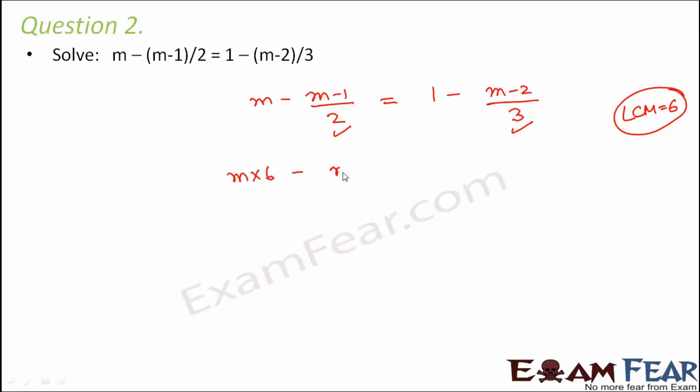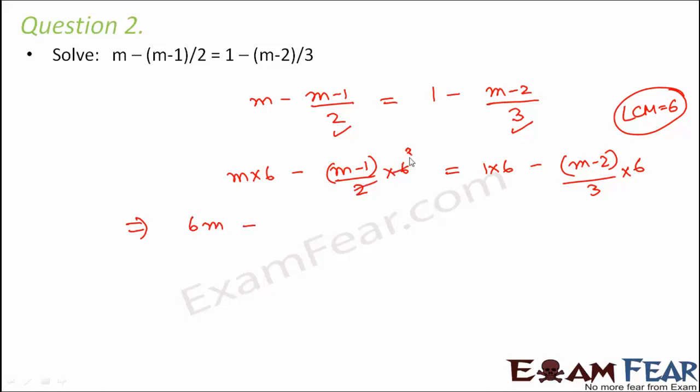So m into 6 minus (m minus 1) by 2 into 6 is equal to 1 into 6 minus (m minus 2) by 3 into 6. Therefore what do we get? We get 6m minus, 2 3s are 6, so this would be 3 into (m minus 1), is equal to 6 minus, 3 2s are 6, so this would be 2 into (m minus 2).